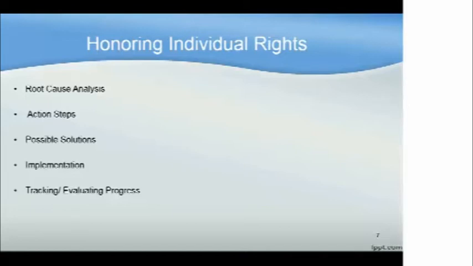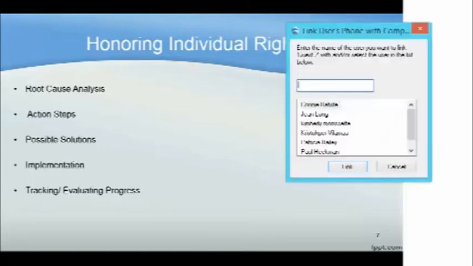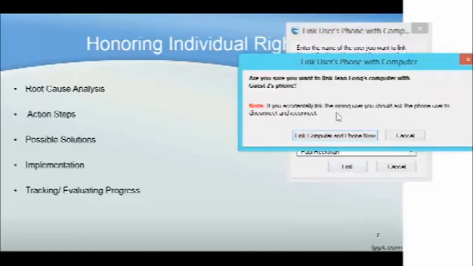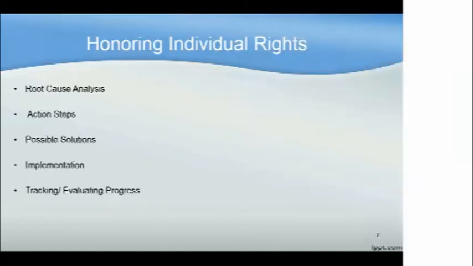What action steps did we take? And possible solutions. What solutions did we develop to improve these indicators? We'll look at those, and implementation of those solutions with time frames, when these solutions were put in place. And we'll be tracking and evaluating the progress of these solutions, tracking to see what progress is made, and always measuring the solutions that we put in place.